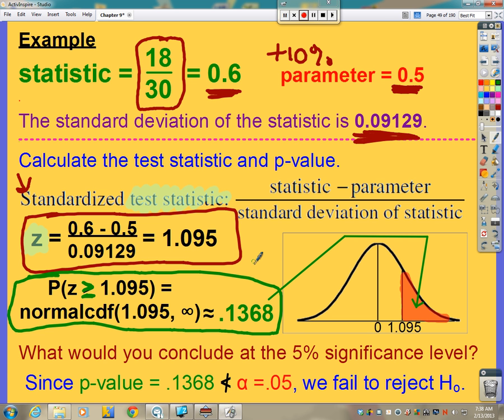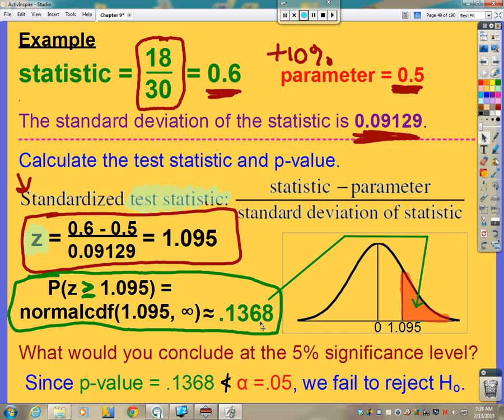Okay, so if I'm to interpret this p-value here, I would say, assuming that really home teams have a 50% chance of winning their game, then I would expect seeing a result of 60% based on a sample of 30 in about 13.68% of the time naturally.